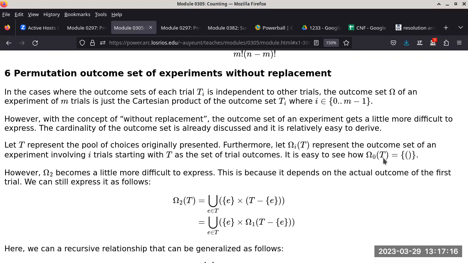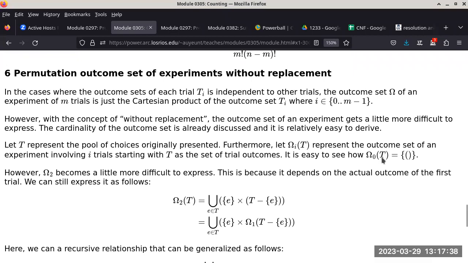For the empty set, is that what T is, or is that what the entire thing is? Omega zero of T is the outcome set of the experiment. And you would define T elsewhere. T would have to be given to you initially. That's why it's a parameter.